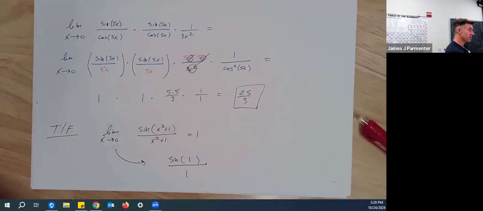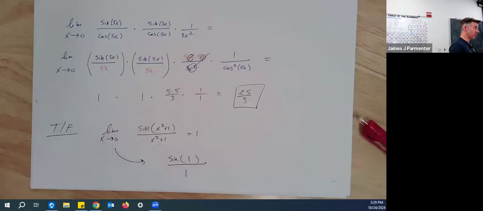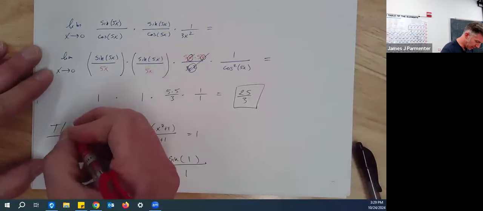But definitely not 1. The thing I want to emphasize about this example that was misleading you is that I had sine of some stuff over the stuff, but the stuff wasn't approaching 0. The stuff was getting closer and closer to 1. So this is false. It's not equal to 1.